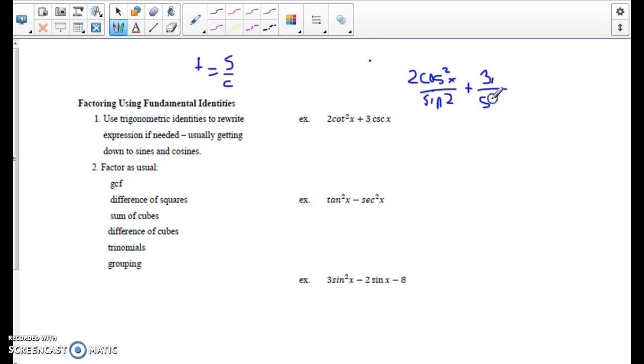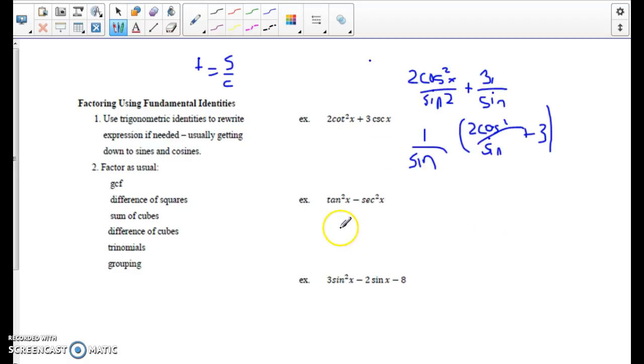Oh, now I notice they have something in common. They both have at least one sine in the denominator. So I'm going to pull out 1 over sine, and I am left with 2 cosine squared over sine. Oh God, is this messy? Over sine plus 3, because there's no more denominator. And then that would be considered factored. It looks a little messy. Could you simplify 1 over sine to cosecant? Yes, that's where we're going next.